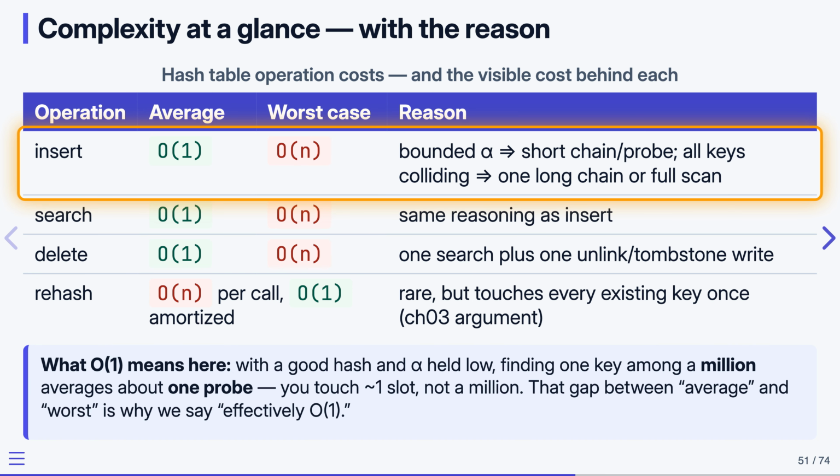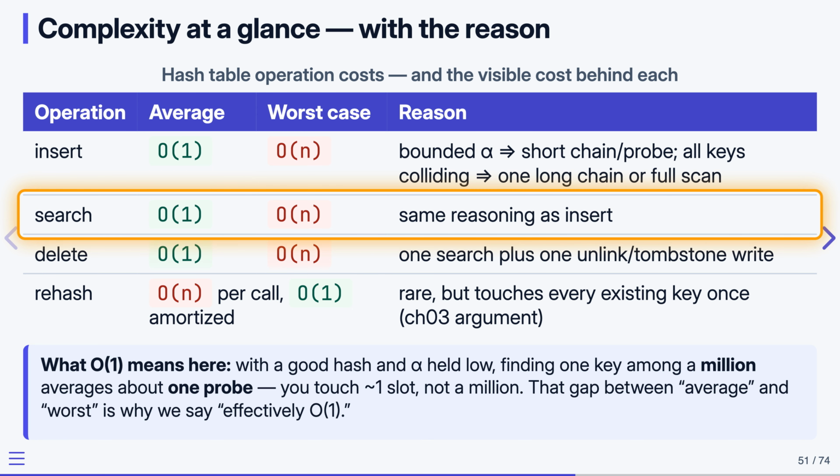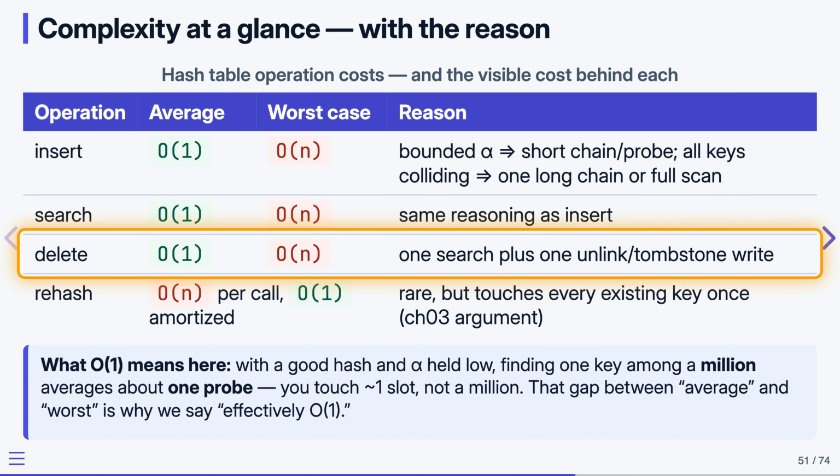Insert is big O of 1 on average, and big O of n in the worst case. When alpha is bounded, the chain or probe is short, but if every key collides, you get one long chain or a full scan. Search is the same: big O of 1 on average, big O of n in the worst case, for the very same reason as insert. Delete is also big O of 1 on average and big O of n at worst.